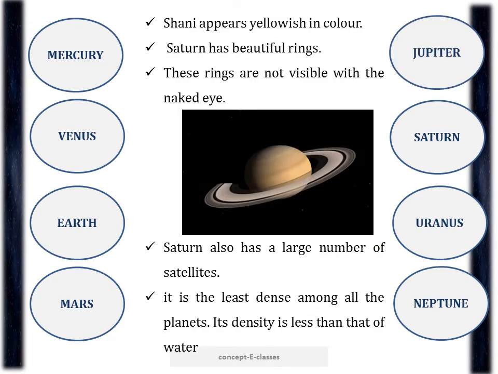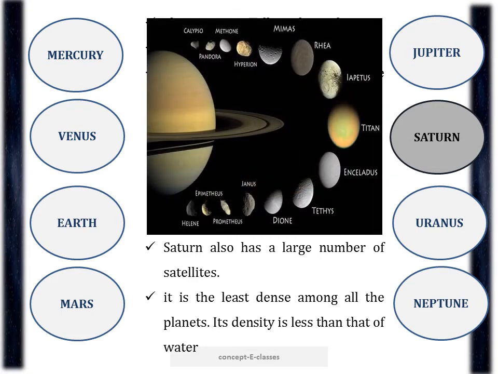Now, beyond Jupiter, we have Saturn, which appears yellowish in color. It is also called Shani. And what makes Saturn unique in the solar system is its beautiful rings. But these rings are not visible with the naked eye, but we can observe them with a small telescope. Now Saturn also has a large number of satellites, and one of the interesting things about Saturn is that it is the least dense among all the planets. Its density is less than that of water.